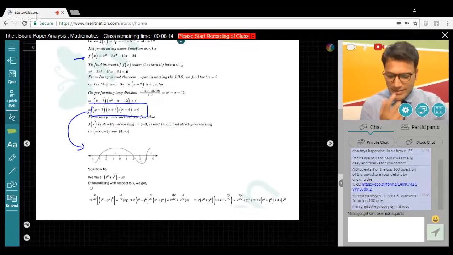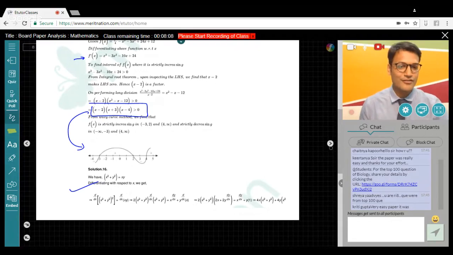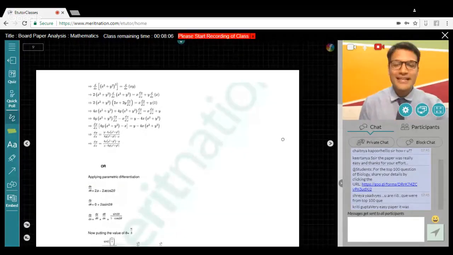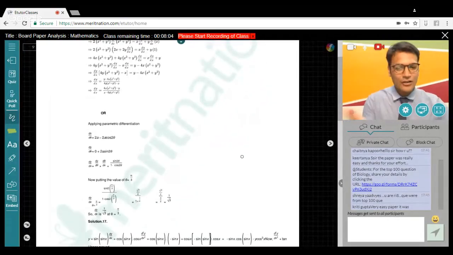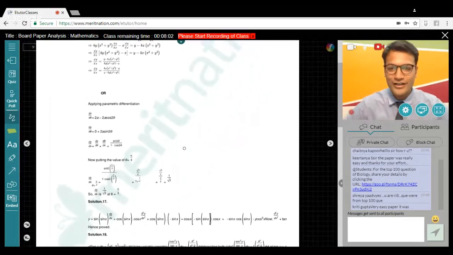Okay, 16 was again kind of easy. Both the questions were direct differentiation in the first part. You can directly differentiate it and you have your result, so it's a waste of time discussing this. Second one, again, pretty easy. JEE Main Top 100 had a question of this sort.